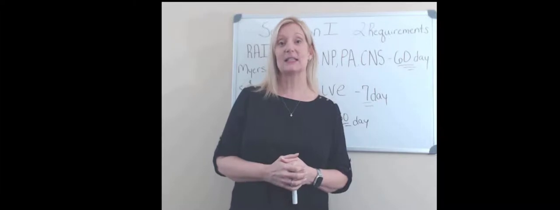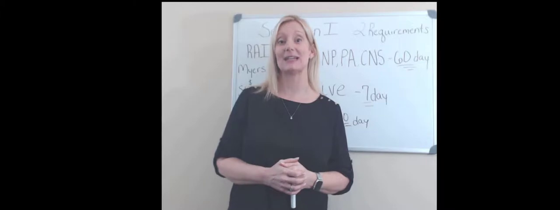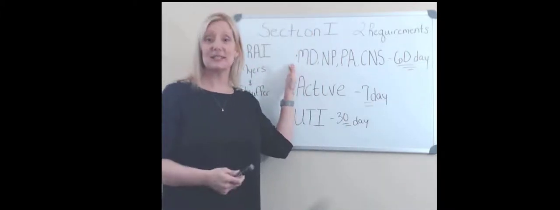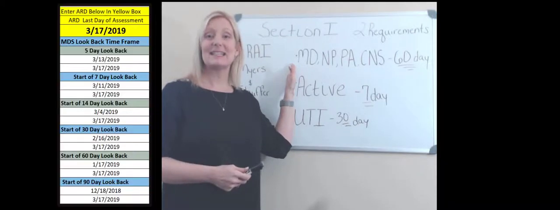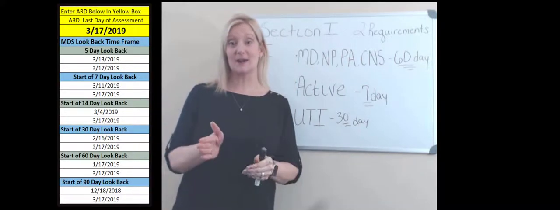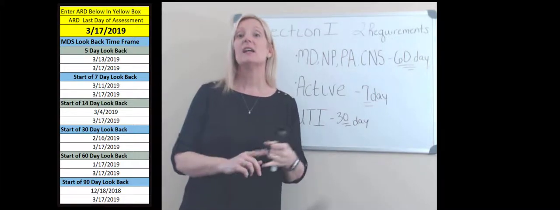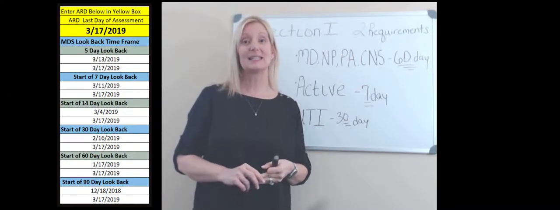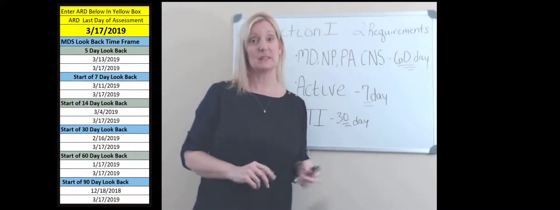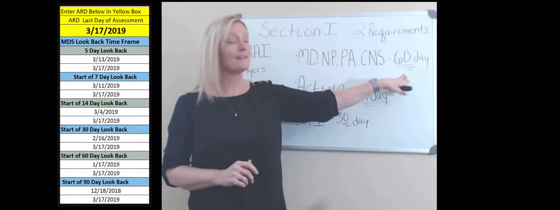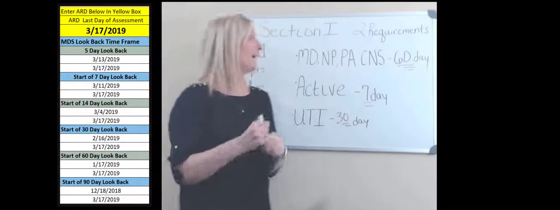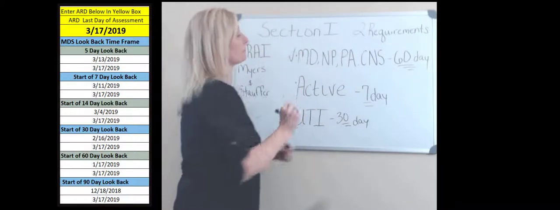The RAI tells us we have two requirements that we must follow in order to code a diagnosis in Section I as active. The first requirement is a physician's signature within a 60-day time frame. So your ARD and then 60 days. If a medical doctor, nurse practitioner, physician assistant, or clinical nurse specialist in some states has signed within the last 60 days that that diagnosis is active, then you have met the first requirement.